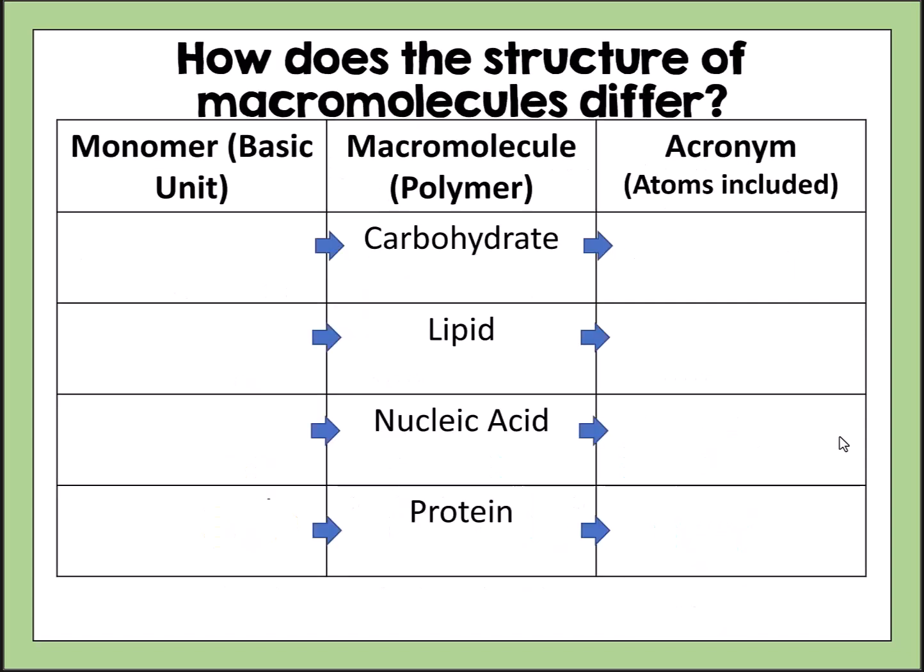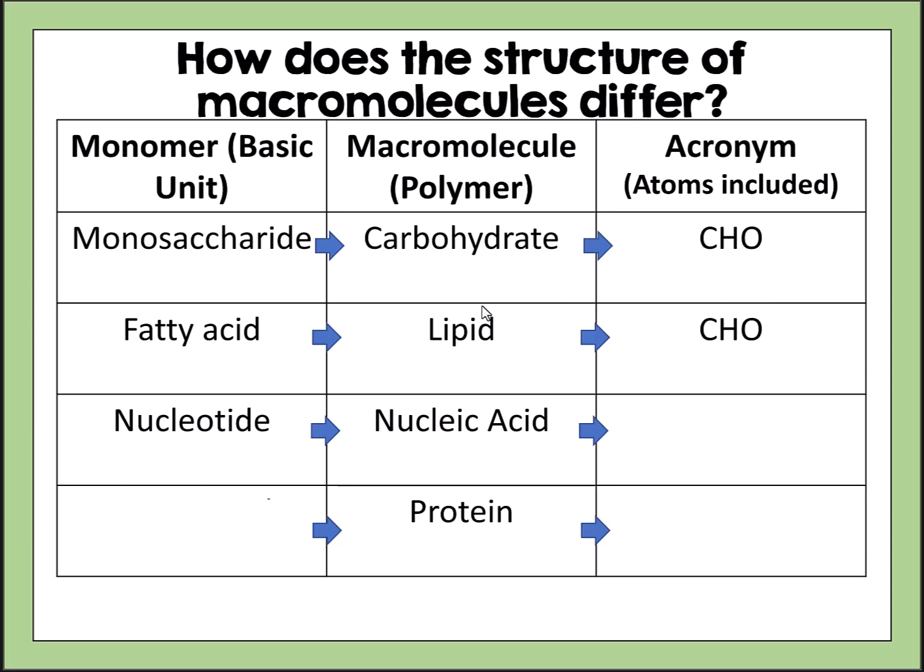So just as an overview here, how does the structure of macromolecules differ? Monosaccharides, or simple sugars, are a basic unit for carbohydrates, and the atoms included in a carbohydrate are C, H, and O, carbon, hydrogen, and oxygen. We'll just abbreviate that. Lipids are formed from fatty acids. They also include carbon, hydrogen, and oxygen.